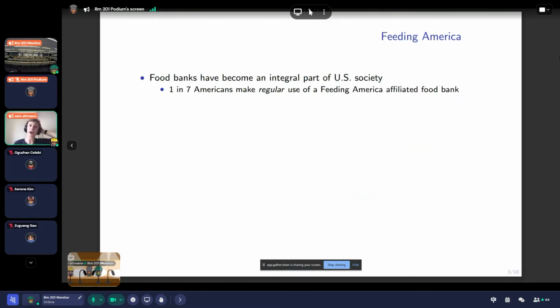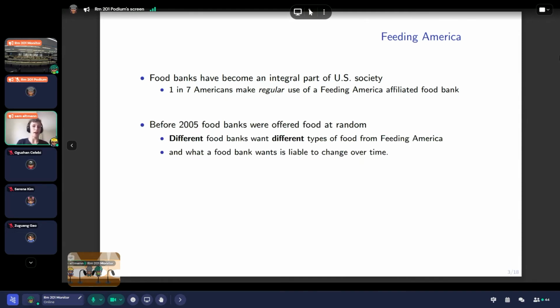So food banks have become an integral part of US society, with actually 1 in 7 Americans making regular use of a Feeding America affiliated food bank. Feeding America is directly responsible for allocating around 100,000 tons of food every year. And so the efficient and equitable allocation of food is a key priority for Feeding America.